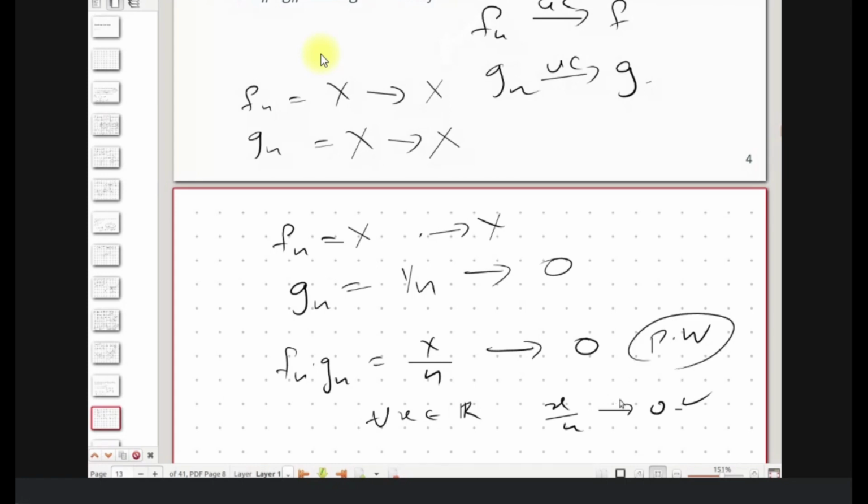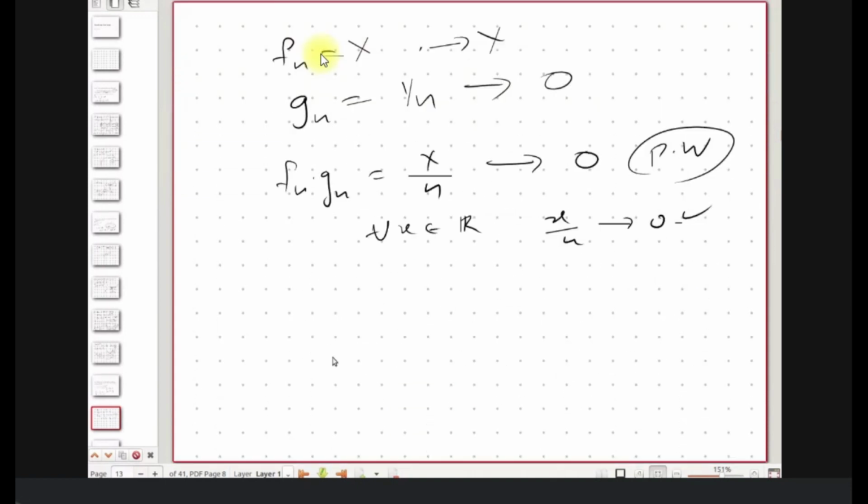Is that clear to everyone that x by n doesn't converge uniformly to 0? Because if I consider, say, xn equal to n, then fn gn of xn is equal to n by n, equal to 1. This is a constant sequence 1, which doesn't go to 0. So I have a sequence such that the image of the sequence doesn't go to 0. Hence, the function fn gn is not uniformly convergent. Is this fine?